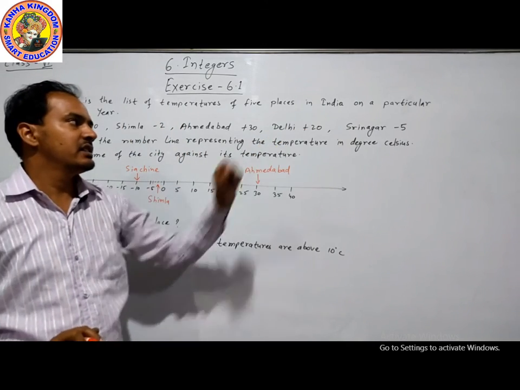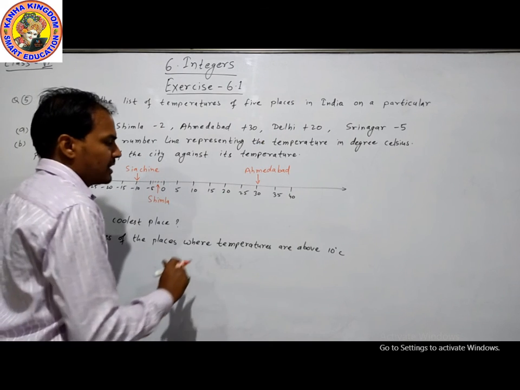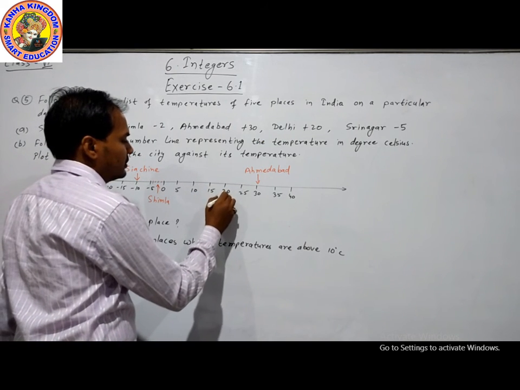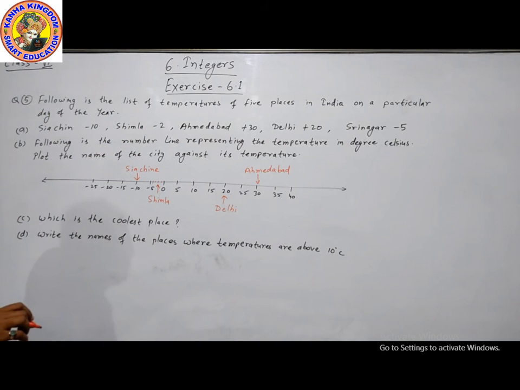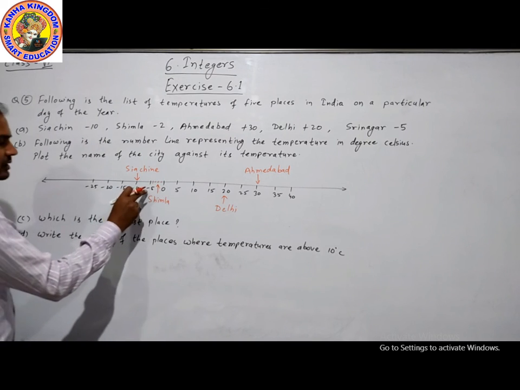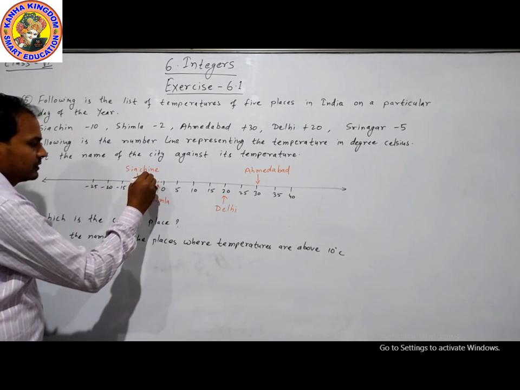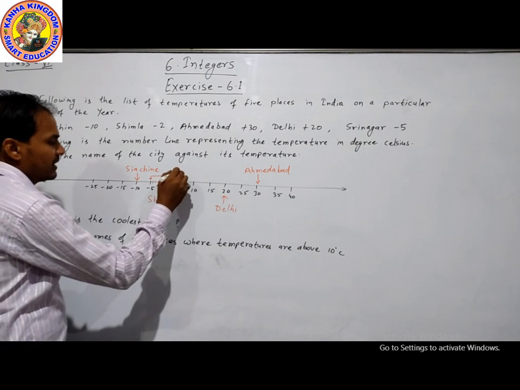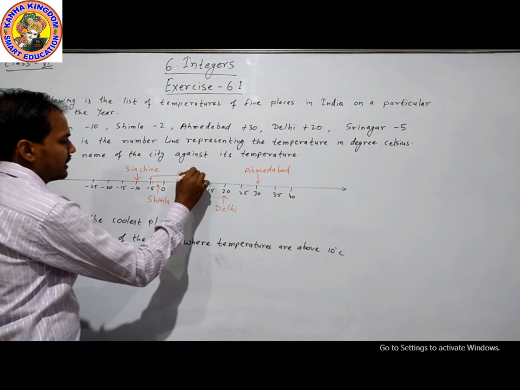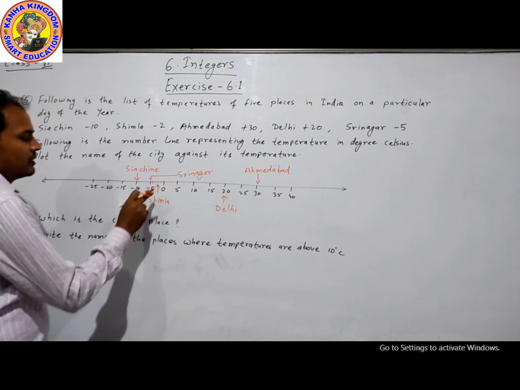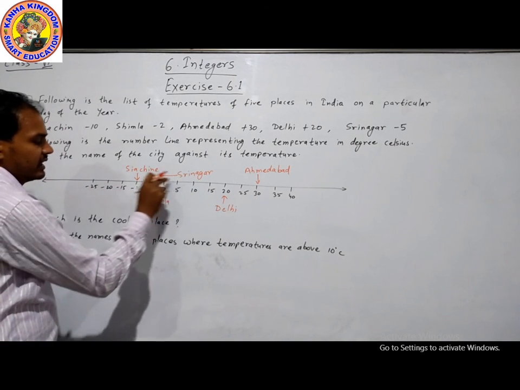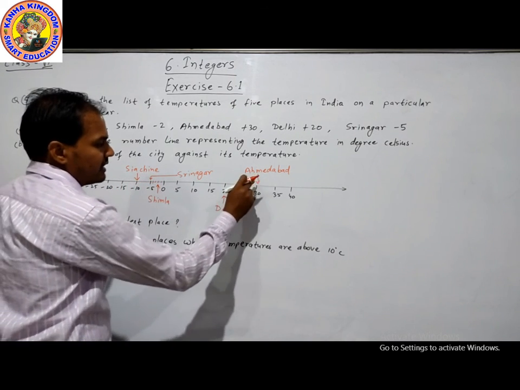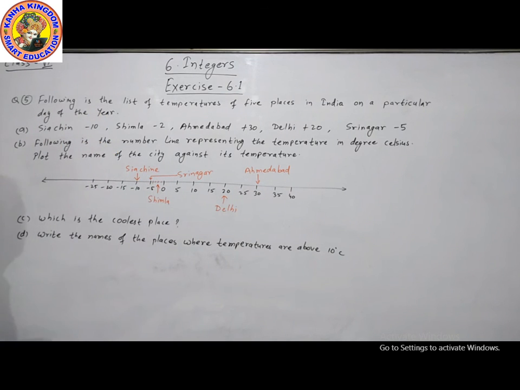Now Delhi is plus 20. Delhi. Now Srinagar is minus 5. Here is minus 5. So minus 5 for Srinagar. Shimla is minus 2. Siachen is minus 10. Srinagar is minus 5. Delhi is plus 20. Ahmedabad is plus 30. This is our answer.